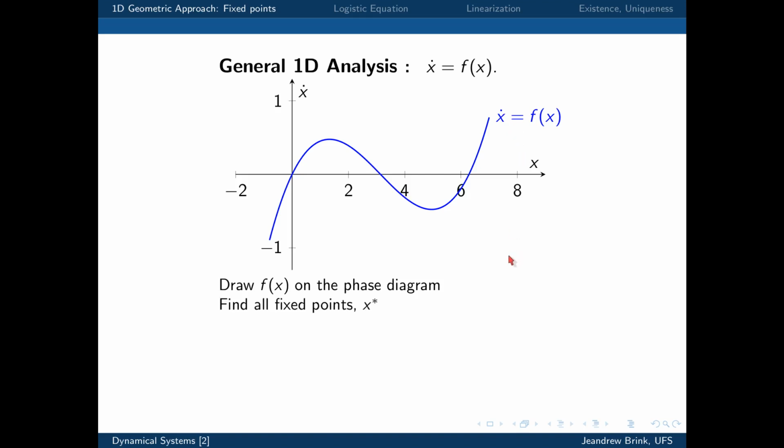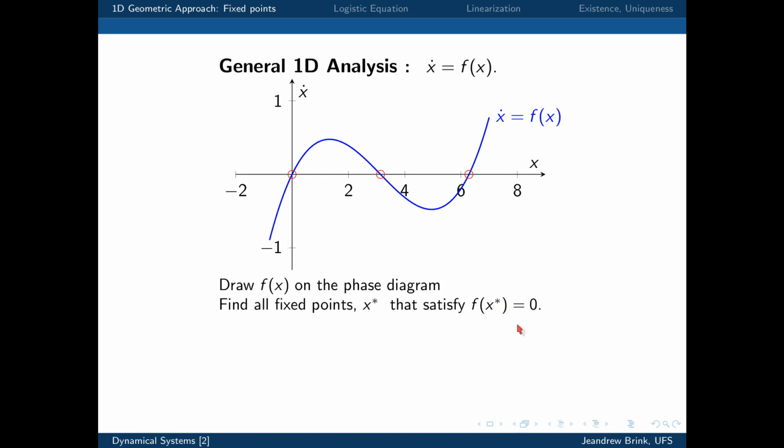Then the next thing is find all the fixed points, and there they are. Okay, I've just made them empty circles for now. We're going to start identifying whether they are stable or unstable the moment we've put in the arrows. The fixed points simply satisfy the case where f of x star equals 0. It's the zeros of this f function.